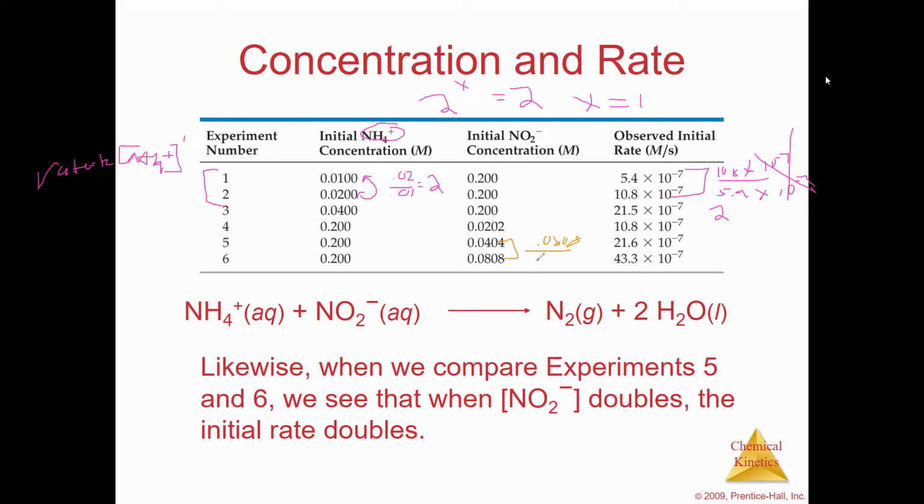0.0808 divided by 0.0404 is equal to 2. So 2 raised to what equals 43.3 divided by 21.6. 10 to the 7 cancel. These are divided. 43.3 divided by 21.6 also equals 2. So 2 to the 1 equals 2. So the NO2 is also first order.